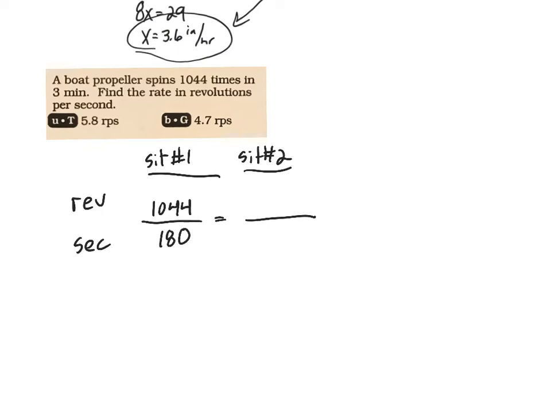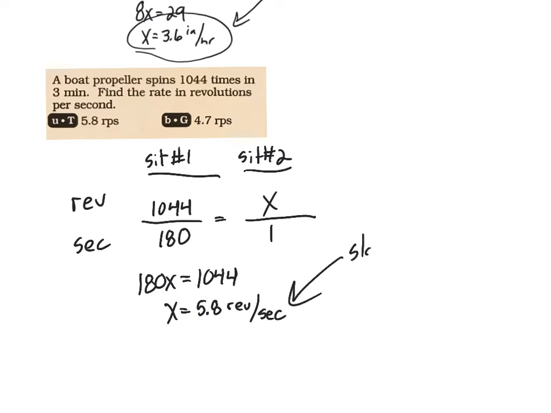In situation number two, I want the rate of revolutions per second. So I have 1 second. I need to know how many revolutions I have. So we're going to cross multiply. We get 180x is equal to 1,044. 1,044 divided by 180 is 5.8 revolutions per second. And again, talking about slope.